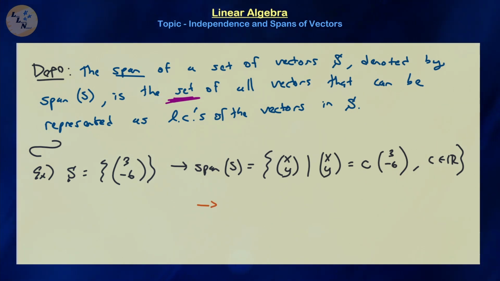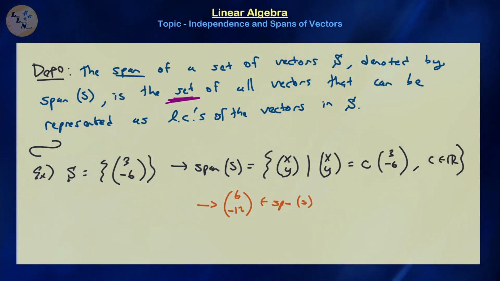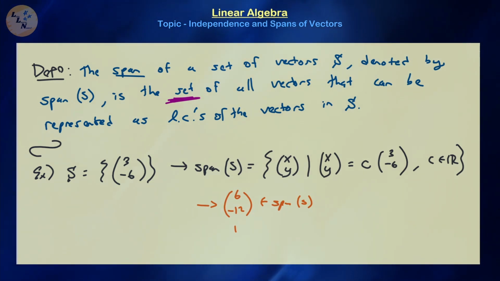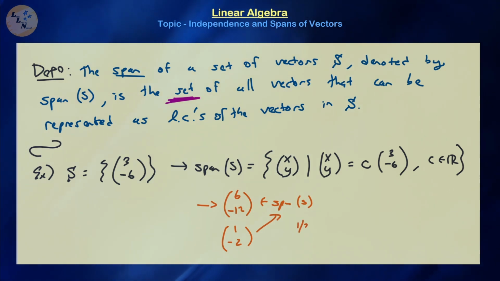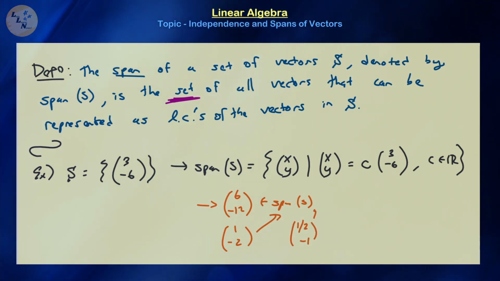So you should be able to see that, for example, if you multiply by 2, (6, -12) is going to belong to the span of S. What other vectors? If we divide by 3, that means (1, -2) is going to be there. So (1, -2) is going to belong to the span of S. We're going to have (1/2, -1). That's going to belong to the span of S.